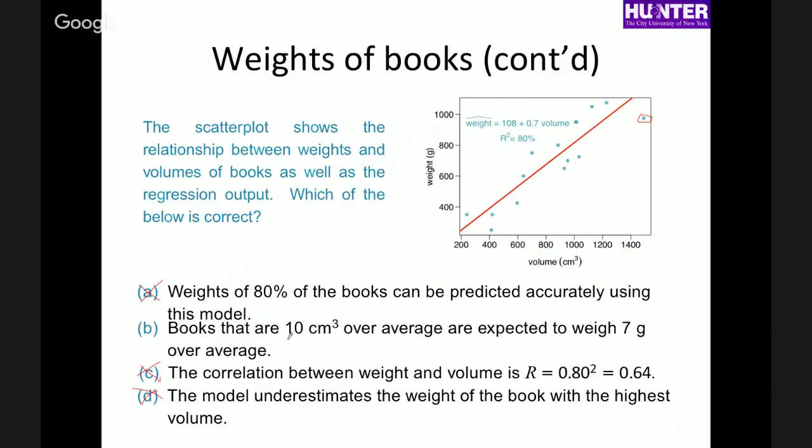That leaves us with the right answer: books that are 10 cubic centimeters over average are expected to weigh 7 grams over average. And for that matter, books that have 10 cubic centimeters of volume more than any reference point will weigh on average 7 grams more. It doesn't matter that it's the average as the reference point. It could be over the minimum or over one particular book. It doesn't matter. So there we go. Good job.